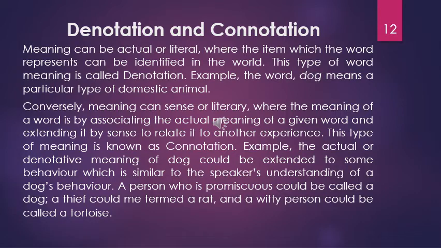Conversely, meaning can be extended by sense, where the meaning of a word is derived by associating the actual meaning of a given word and extending it by sense to relate it to another experience. This type of meaning is known as connotative. The actual or denotative meaning of a dog could be extended to some behavior which is similar to the speaker's understanding of the dog's behavior. A promiscuous person could be called a dog. A thief could be termed a rat, and a witty person could be called a tortoise.